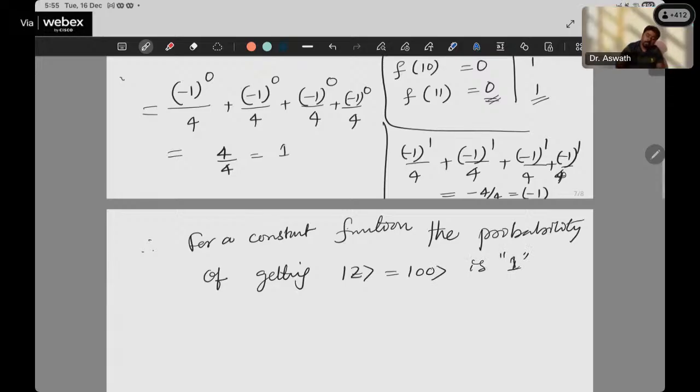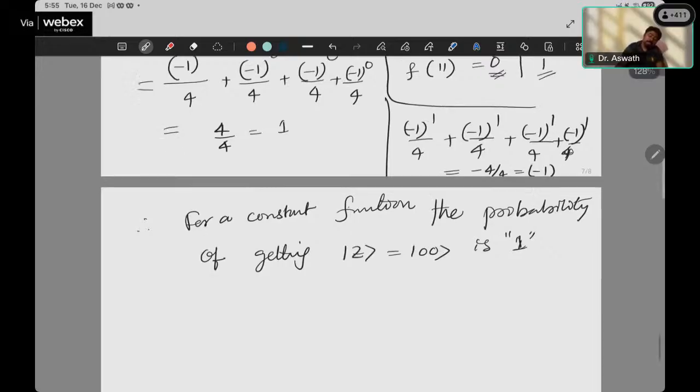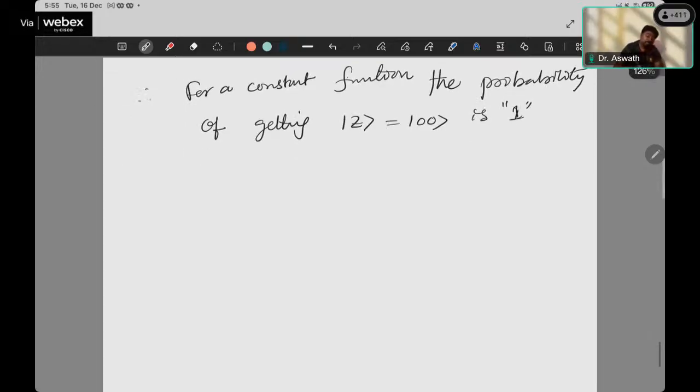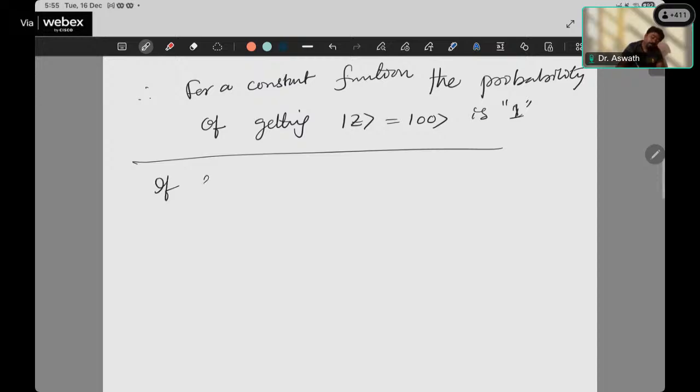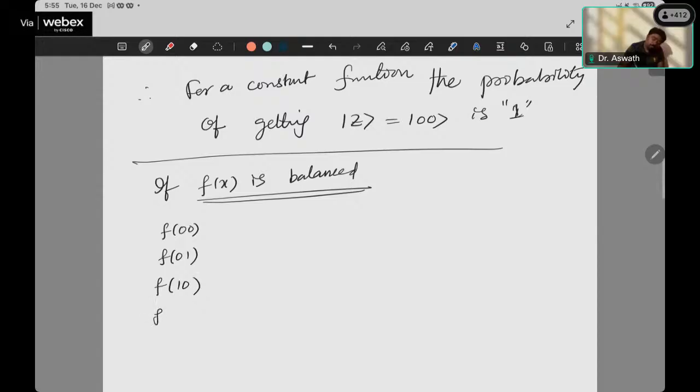Right? Let's say a balanced function. Let's say a function is balanced. If f of x is balanced, let's understand. In the balanced case, let's say f of 0, 0, f of 0, 1, f of 1, 0, f of 1, 1 is there. So for the first half, I'll get 0. Second half, I'll get 1. In this case, what is the probability amplitude?